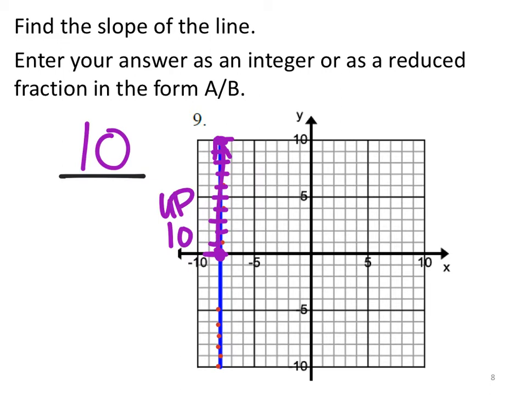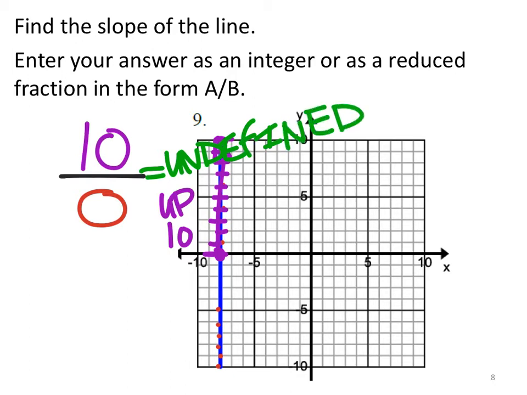And then how far to the right does this go? It doesn't go to the right at all. That's 0. Well, if we look back, we should know that anything divided by 0 is just undefined. Which means the slope right here is so large, it is so big that we can't actually quantify its steepness. It's undefined, meaning also that this is the steepest slope that we know of.